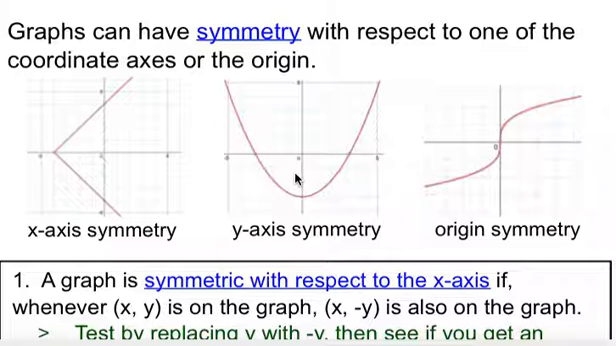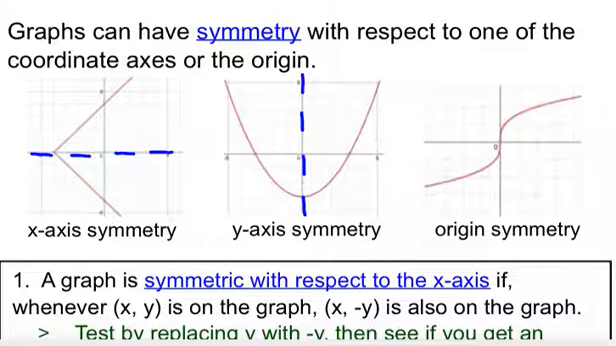So graphs can have symmetry basically one of three ways, or they may not have any symmetry, that's fine too. But there is x-axis symmetry, and that is where your line of symmetry is the x-axis. Y-axis symmetry means that your line of symmetry is the y-axis. These are shockingly obvious terms, I know.